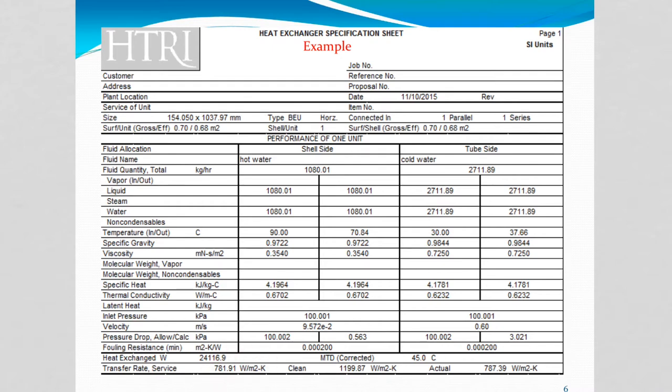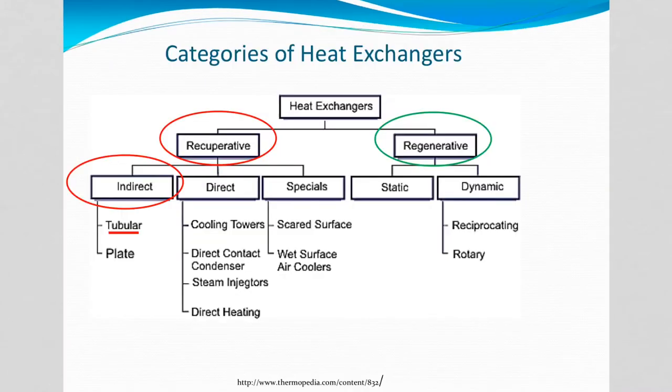Transfer rate is indicated here, etc. So, there are many, many different types of heat exchangers. The two main families are recuperative and regenerative, here and here. And we are, again, not going to talk about the regenerative heat exchanger, but focus on the recuperative. And our lab today is about the tubular heat exchanger, indirect type.